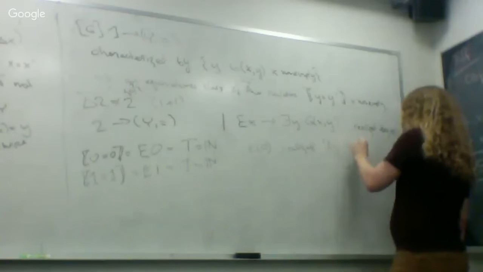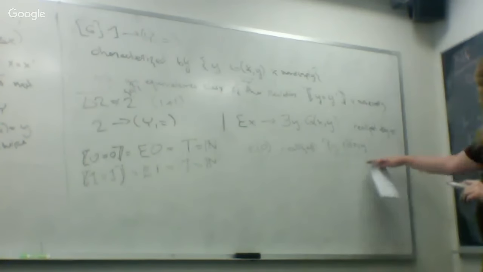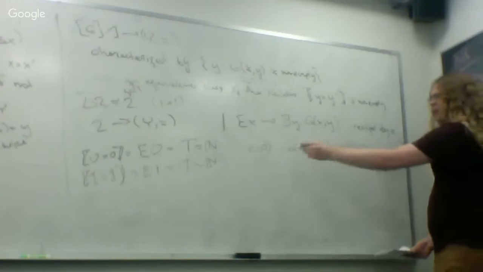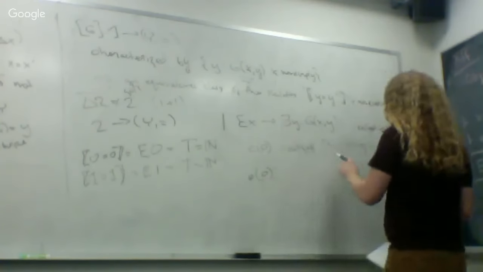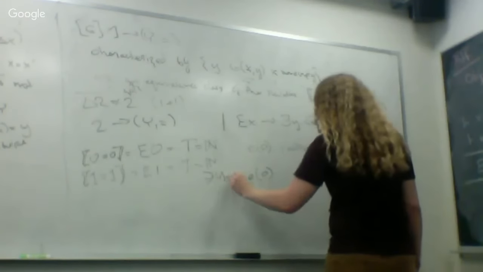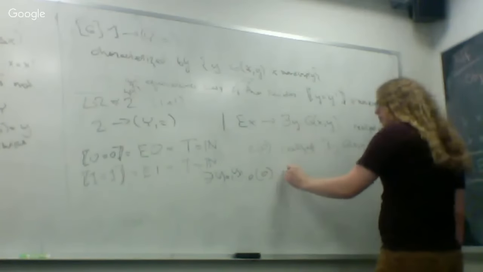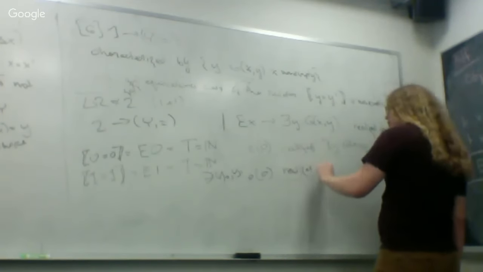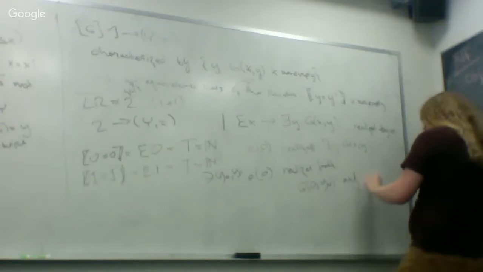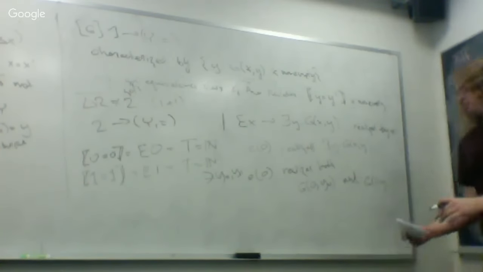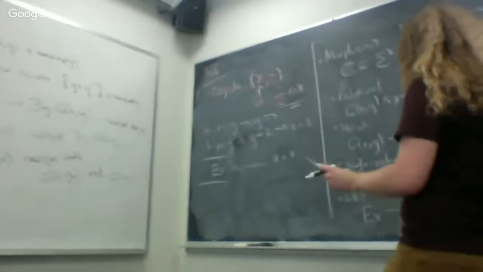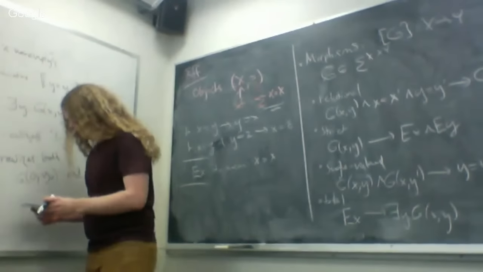exists y, g x y, for any x and y such that 0 is a realizer of x. So E0, and now if I pull out this existential, what this is going to say is I have a y0 and a y1 such that E0, if applied to 0, realizes both g 0, y0, and g 1, y1.